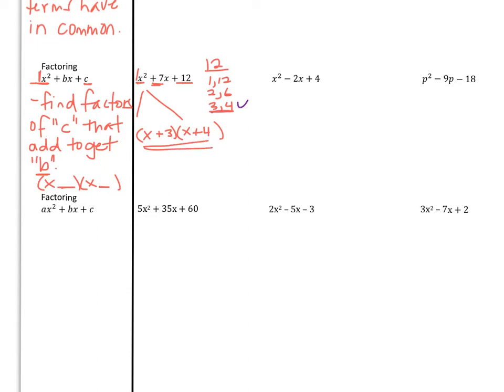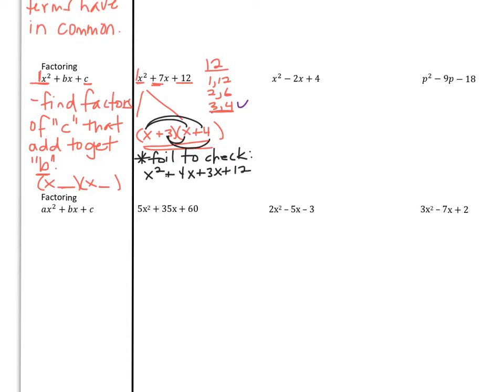If you wanted to check it, you could always FOIL those parentheses. So we could FOIL to check. Here's what I mean. If we take x times x, we'd have x squared. X times 4 would be 4x. FOIL the inside, the 3 with the x is 3x. And the 3 times 4 would be 12.